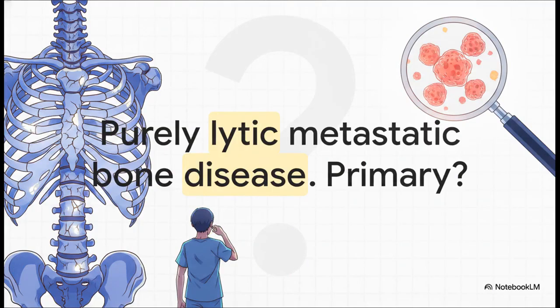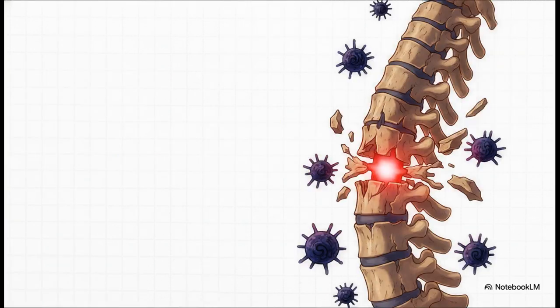Let's flip the script. A 51-year-old male presents with multiple purely lytic metastatic bone disease. Where is the primary tumor? A, breast, B, lung, C, renal, D, colon, or E, adrenal gland? It's B, lung. Lung carcinoma, renal cell carcinoma, and thyroid cancer produce strictly osteolytic lesions.